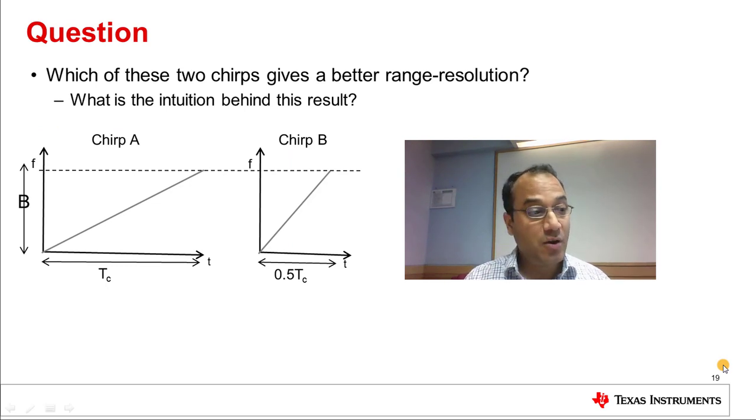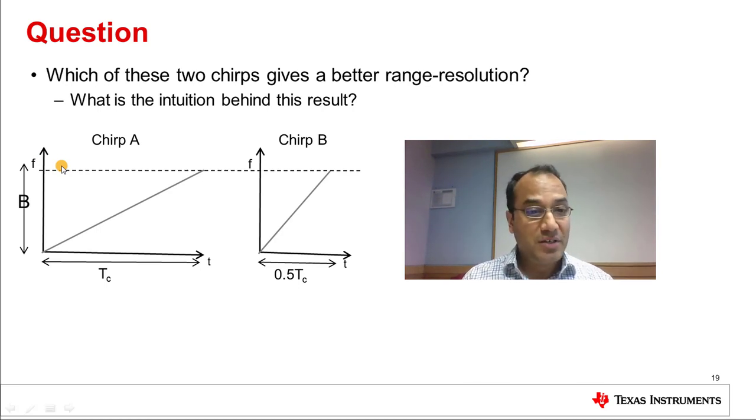Time for a question now. So you have two chirps here, chirp A and chirp B. Chirp A has twice the duration of chirp B, but both of them have the same bandwidth. Which of these two chirps gives you a better range resolution?